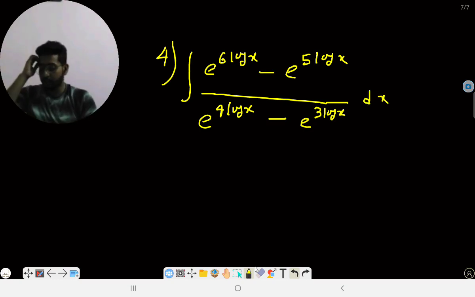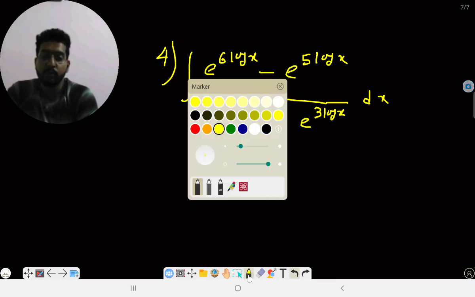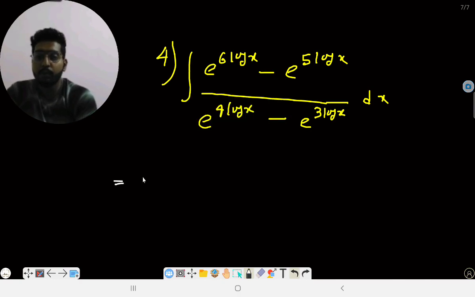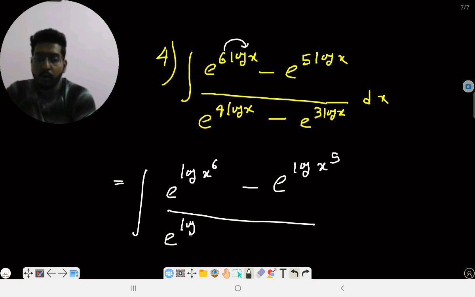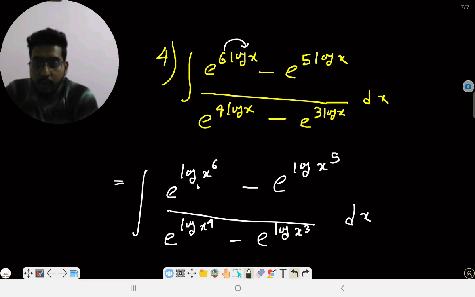So what will happen here? So e to the power 6 log x minus e to the power 5 log x divided by this one. Now how to solve this problem? Same process, e to the power, now there is a 6, if 6 goes there it will become log x to the power 6 minus e to the power log x to the power 5 here. Here also e to the power log x to the power 4 minus e to the power log x cube dx, like this.